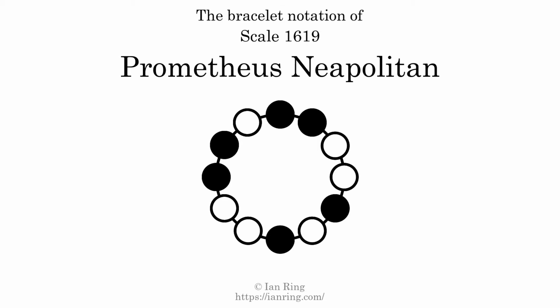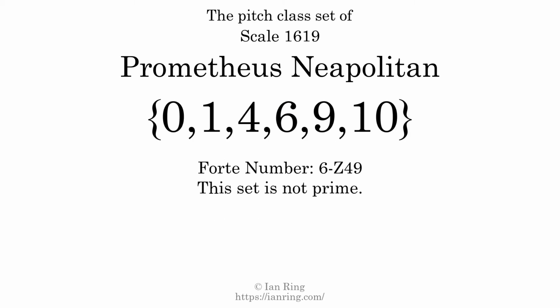This is a bracelet notation diagram of scale 1619. The shaded circles represent tones that appear in the scale, and they are read clockwise, starting at the top. The pitch class set for this scale is 0, 1, 4, 6, 9, 10. The forte class is 6Z49. This set is not prime.